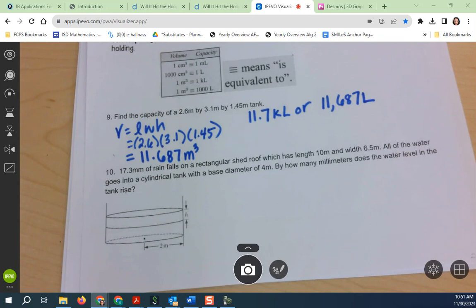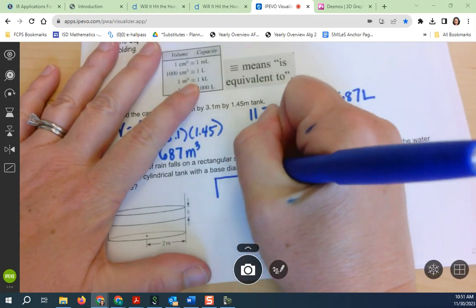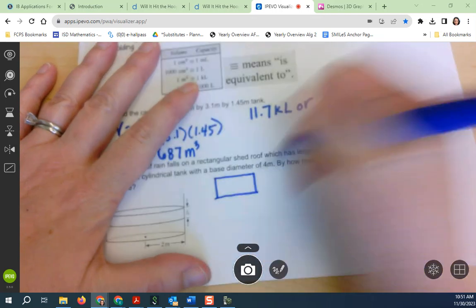All right, 17.3 millimeters of rain falls on a rectangular shed roof. This is a little bit weird because it's a rectangular shed roof and that doesn't usually have a side to it, but that's what they're imagining. So it's a length of 10 meters, a width of 6.5 meters, and then a height of 17.3 meters. So this is your shed roof. It's in a rectangle, like that, right?